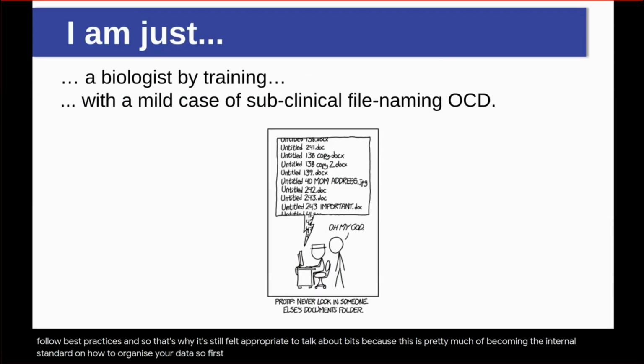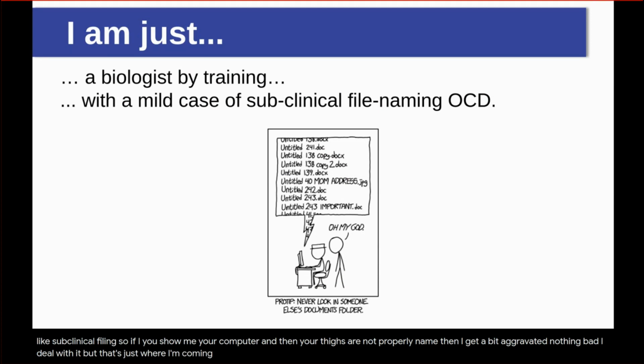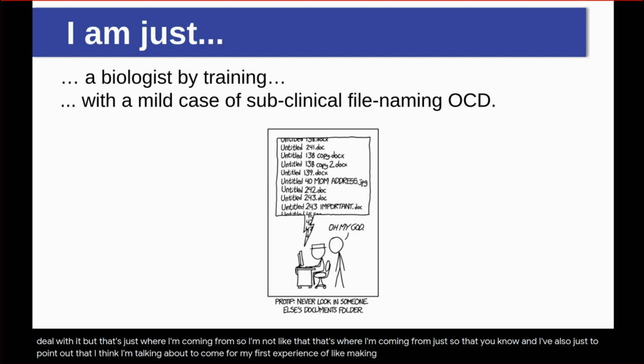So, first, just two things about me. I'm a biologist by training, and over the years I've developed a mild case of subclinical file naming OCD. If you show me your computer and your files are not properly named, I get a bit aggravated. Nothing bad, I deal with it, but that's where I'm coming from. Also, many of the things I'm going to talk about come from my personal experience of making mistakes, and I want to help you avoid making the same mistakes.